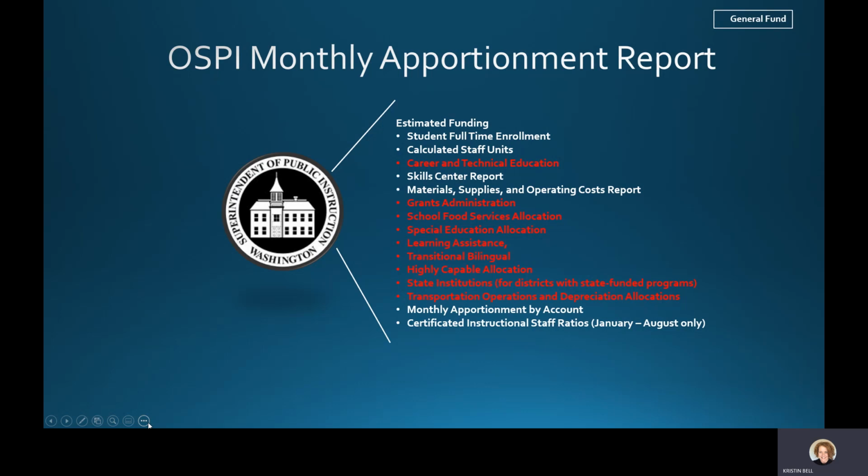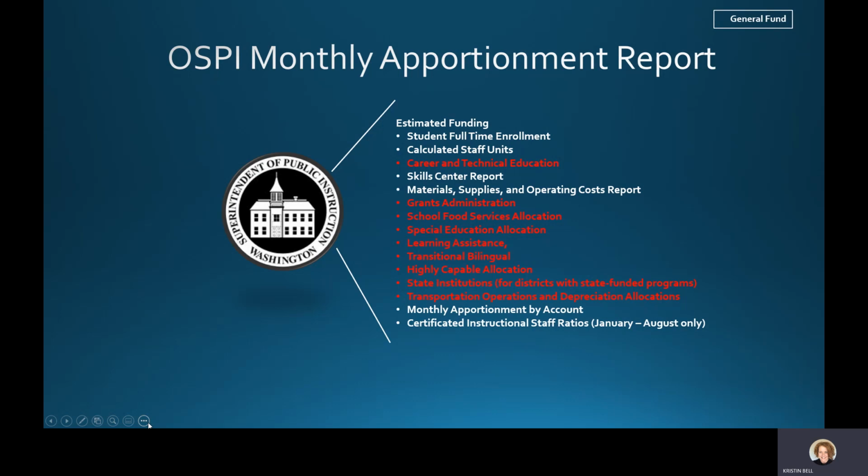Learning assistance, that is a state special purpose program. Transitional bilingual has a federal component, but also the majority of it is state. Highly capable is state. And then down under state institutions, that is here in Tacoma, we have the opportunity to serve students who are incarcerated at Raymond Hall. And those state institution dollars come in. There's some federal dollars that come in to help support us with those educational needs.